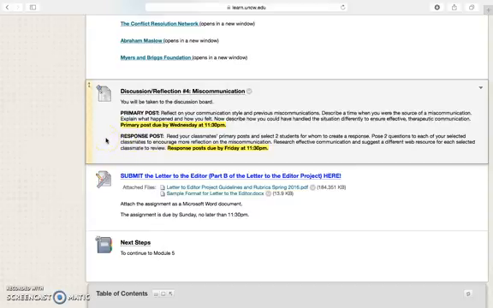For your response post, you will be selecting 2 students to create a response and pose 2 questions to those students. One of the things that we have noticed students struggling with is following all of the directions in the discussion board. So please follow all of the directions for your response post and all of the directions for your primary post in order to gain full optimal academic points.